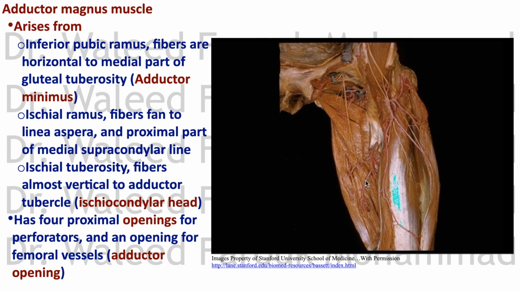So remember, it has openings for the perforators of the profunda femoris artery, and an aperture for the femoral vessels downwards, before reaching the popliteal fossa.